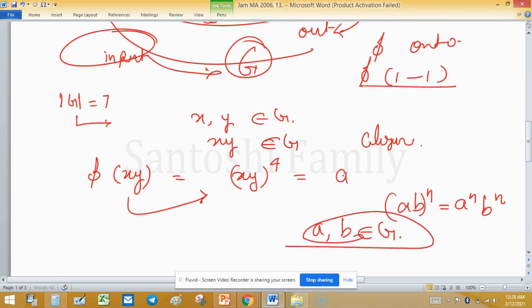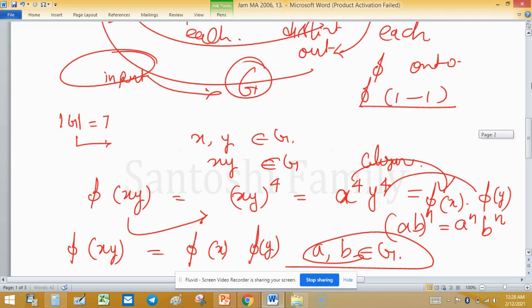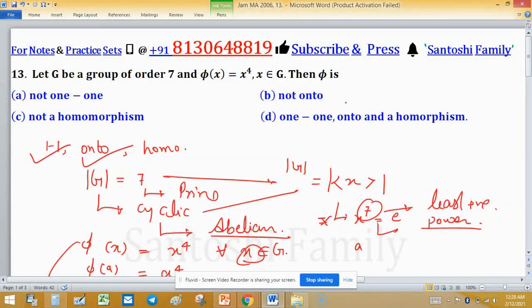So it can be written as x raised to the power 4 times y raised to the power 4, and x raised to the power 4 means phi(x), and this is phi(y). That is, phi(xy) can be written as phi(x) phi(y). So phi is a homomorphism, and these are arbitrary elements. So the first three options are discarded.